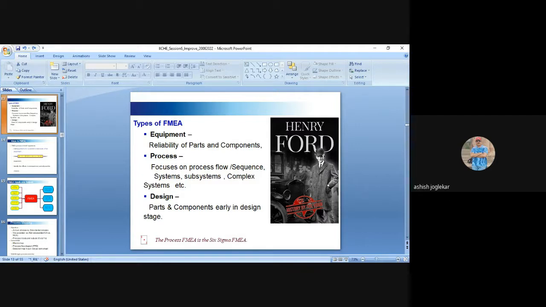Then we have process FMEA, that we generally do in the manufacturing sector. Process FMEA focuses on processes and systems. What can go wrong in the process? That can be found in the process. Those are complex FMEAs. Then somebody does a design FMEA. When you are doing a design, you can find out at the design stage itself what can go wrong and how I can solve the issue at this stage itself. That is called design FMEA.